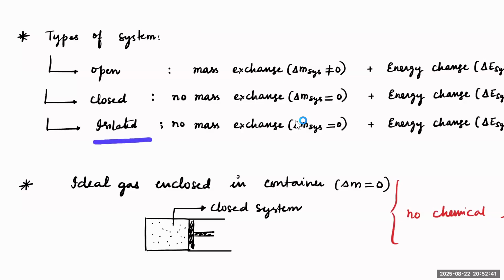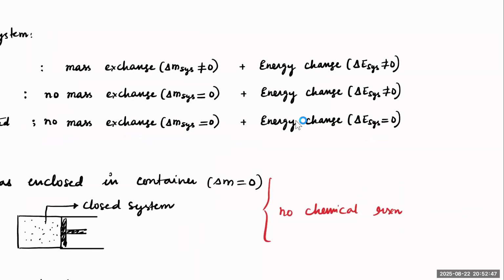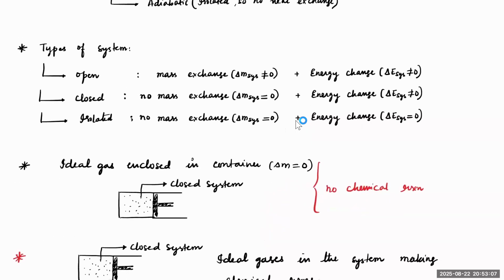Then we have the isolated system, where there is no mass being exchanged and there is no energy being exchanged. Any change that is happening within the system is due to the parameters present in the system itself. It is not influenced by any external heat, because it will not be able to exchange with it. So that is an isolated system. So there are three types of system: open, closed, and isolated. In open, mass and energy will exchange. In closed, only energy will exchange. In isolated, no exchange of mass and energy.